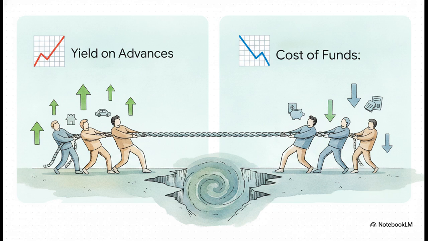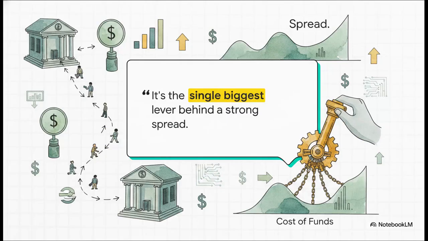So to make that margin wider, a bank basically has two choices: charge borrowers more or pay depositors less. Now, obviously, in a super competitive market, a bank can't just wildly hike up the interest rates it charges borrowers, right? Because those borrowers will just walk straight over to a rival bank. So the real magic actually happens on the other side of the equation. How do you push your cost of funds down? Well, our source document actually calls this secret weapon the single biggest lever behind a strong spread. So let's uncover what that lever actually is.